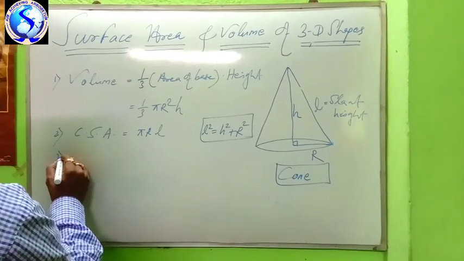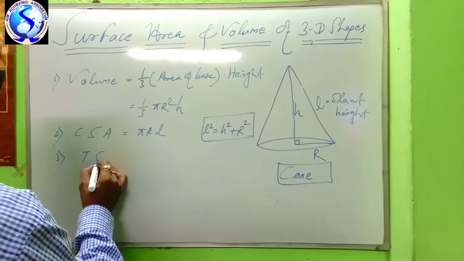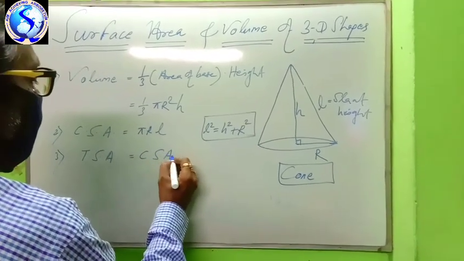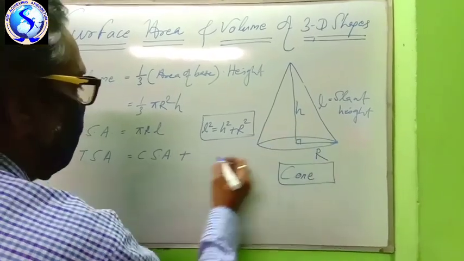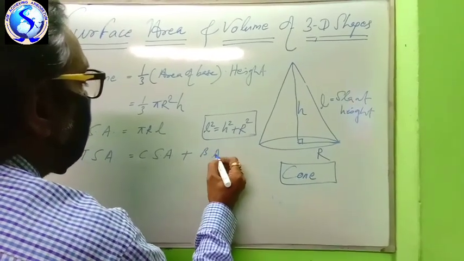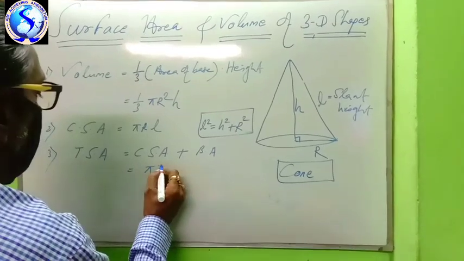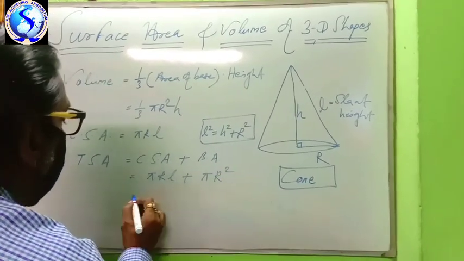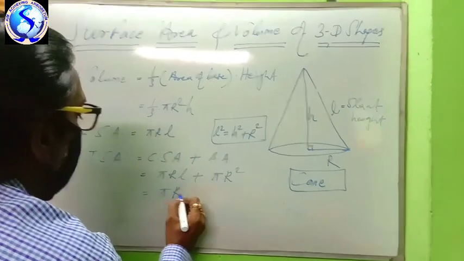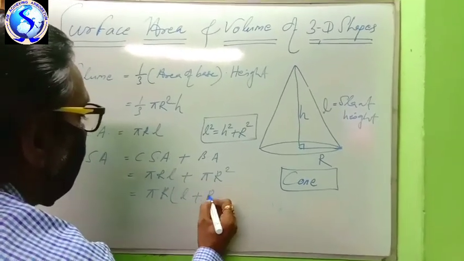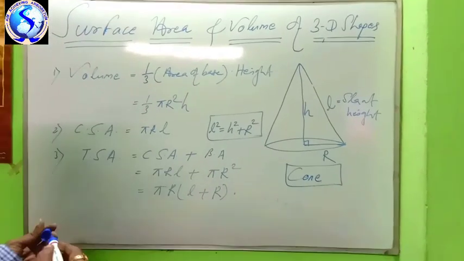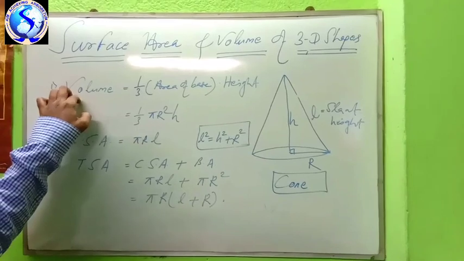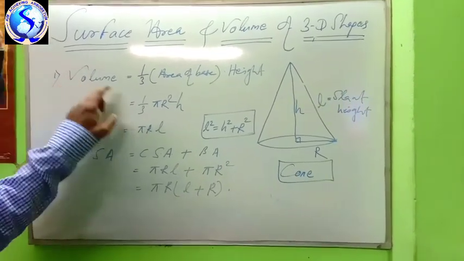Next we come to total surface area. Total surface area will be curved surface area plus area of base. The curved surface area is what? Pi r l, and the base area is pi r square. Take pi r common. What is left here? L plus r. This is all about the total surface area, curved surface area and volume of a solid cone.